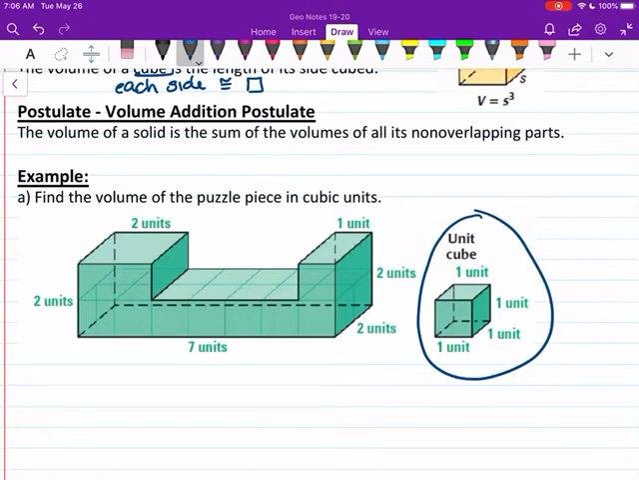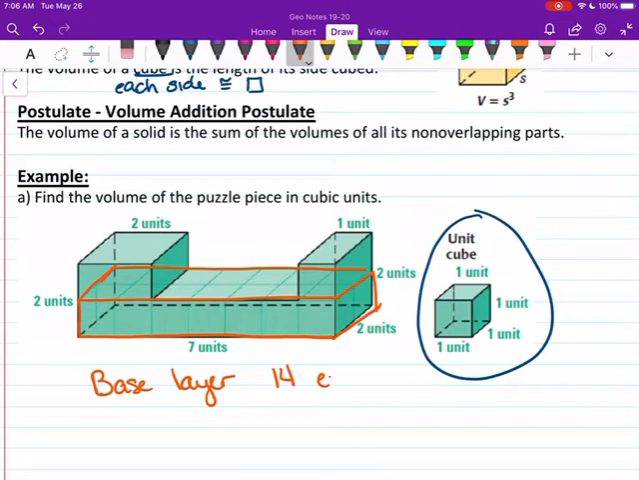And so now I have this piece, this puzzle piece over here. So if I look at the base layer, let's just look at the base layer. So just the bottom down here, I can see that it's 7 cubes by 2 cubes. So that base layer down here is going to be 14 cubes. Okay, 2 by 7.